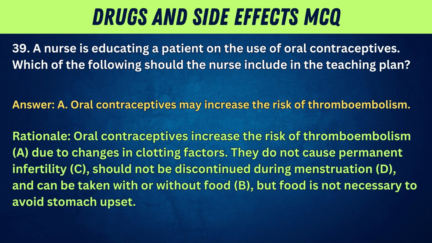Answer: A. Oral contraceptives may increase the risk of thromboembolism. Rationale: oral contraceptives increase the risk of thromboembolism, A, due to changes in clotting factors. They do not cause permanent infertility, C, and should not be discontinued during menstruation, D. They can be taken with or without food, B, but food is not necessary to avoid stomach upset.